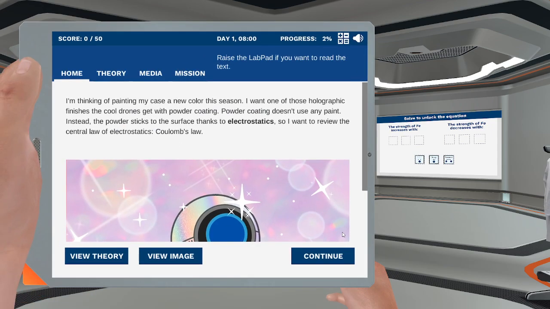I'm thinking of painting my case a new color this season. I want one of those holographic finishes the cool drones get with powder coating. Powder coating doesn't use any paint. Instead, the powder sticks to the surface thanks to electrostatics. So I want to review the central law of electrostatics, Coulomb's law.